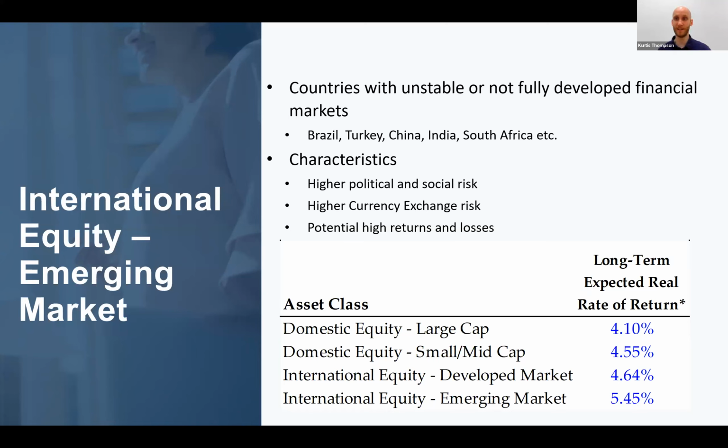A part of why people invest here, though, is that you have the potential for high returns. And so you have potential high returns and you have potential for big losses. As you go down to the bottom of the screen, you can see our developed markets, 4.64% expected return. So, a little bit higher than our domestic markets. Part of that is our expected currency risk, and a part of that is potential room for growth as you invest in some of these different areas. Emerging markets, you expect even higher returns. If you're going to take on these additional risks, you expect a higher return.